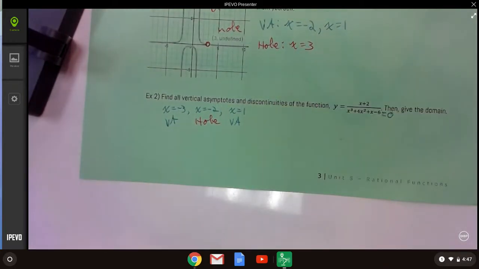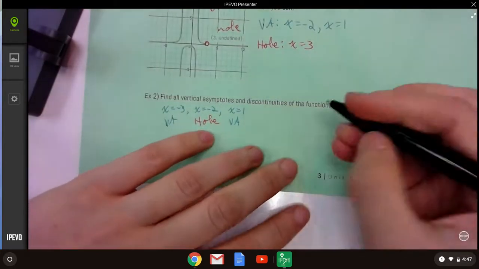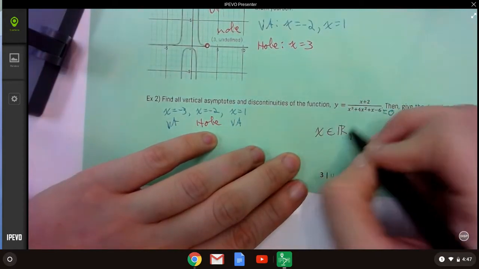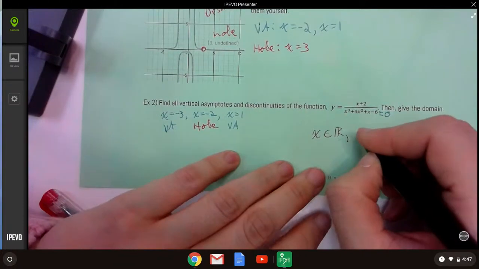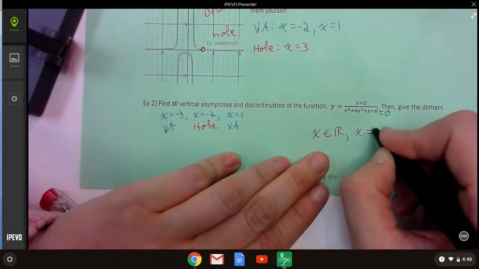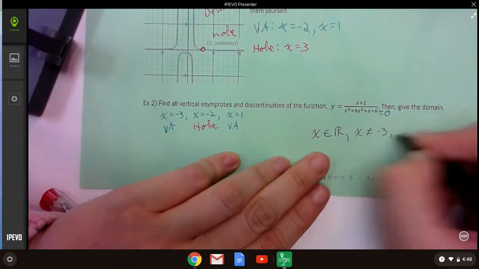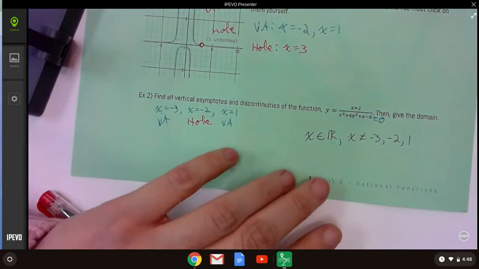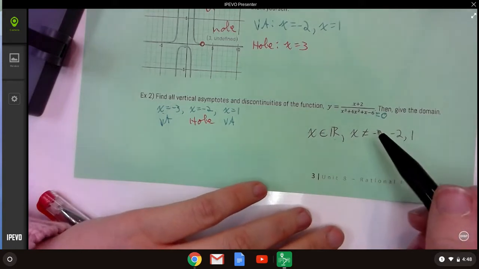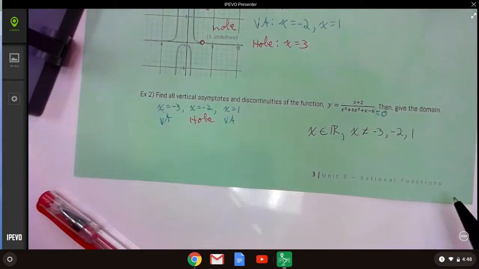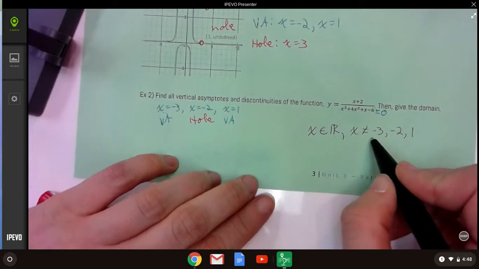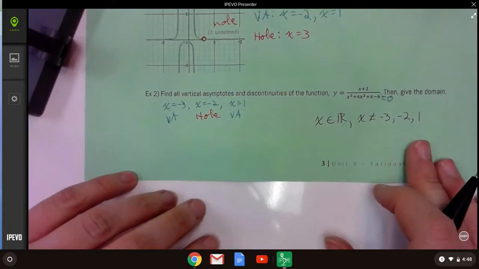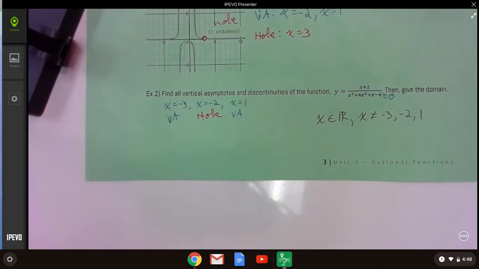For your domain, all you do is this. You write x is any real number except for these three. You put x not equal to -3, -2, 1, and a lot of times you'll just see it listed like this in order with commas. There are different ways to write that, but this is the most common you'll see in this class. And that's your domain. X is any real number except for these three. Bam, that's it. That's it for vertical asymptotes, and thank you for watching.